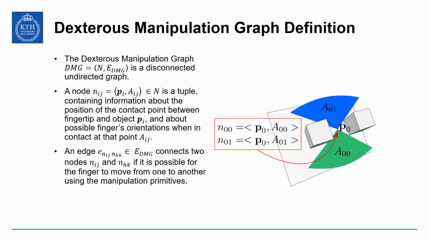This dexterous manipulation graph, DMG, is a disconnected, undirected graph. Each node represents a position on the object's surface and a possible range of orientations that a finger can achieve when its tip is in contact with the object at this position. Two nodes are connected by an edge if it is possible to move between them using in-hand manipulation motions.